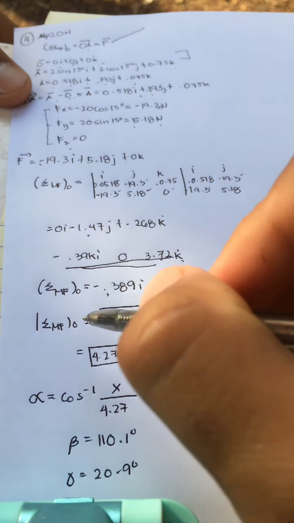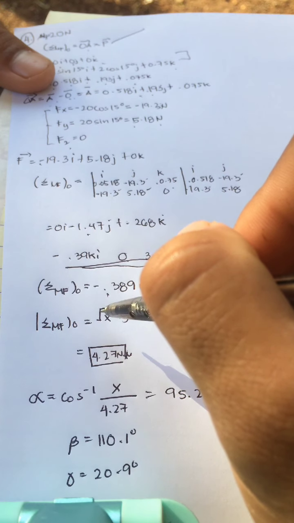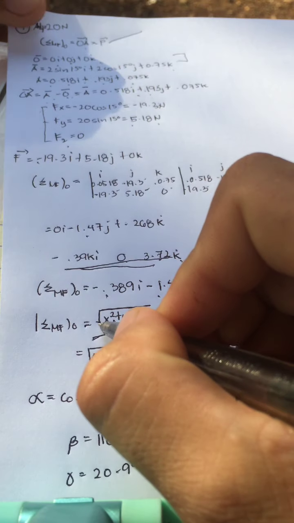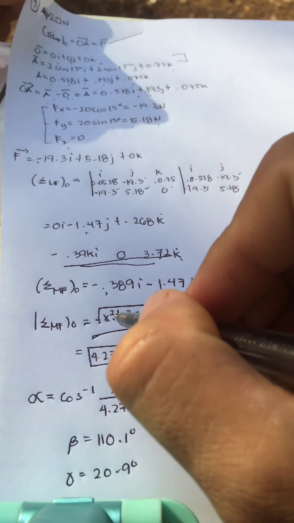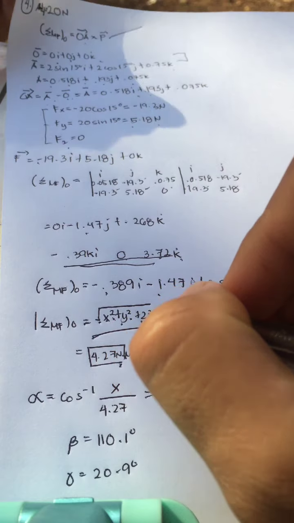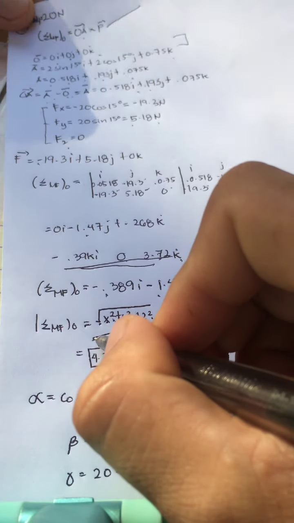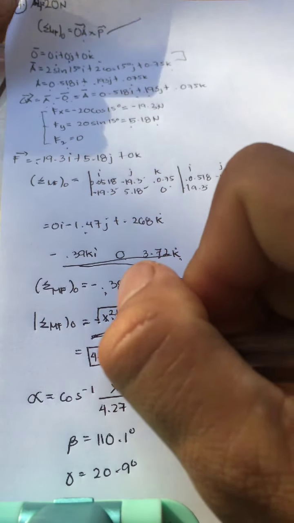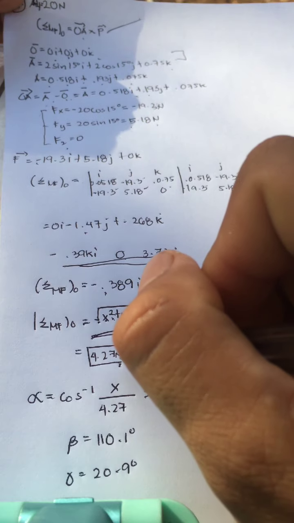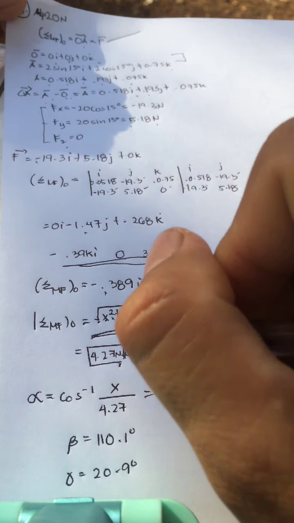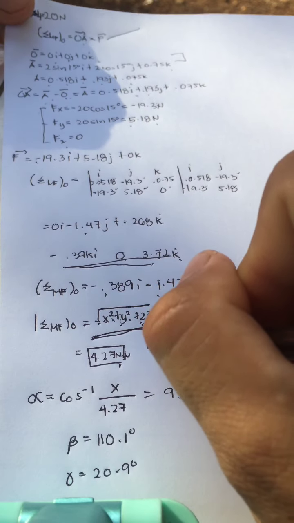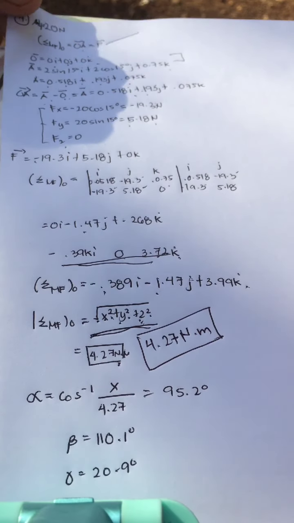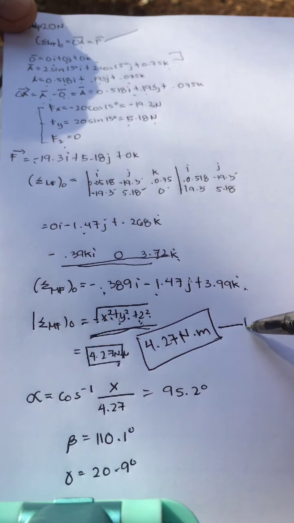But we look for the magnitude. So the magnitude is equal to the square root of the x component squared plus the y component squared plus the z component squared. So if we evaluate, the result is 4.27 N times m. I made a mistake in writing earlier, so this is the result. So that is for the magnitude.